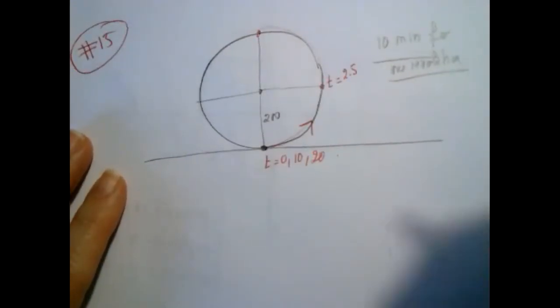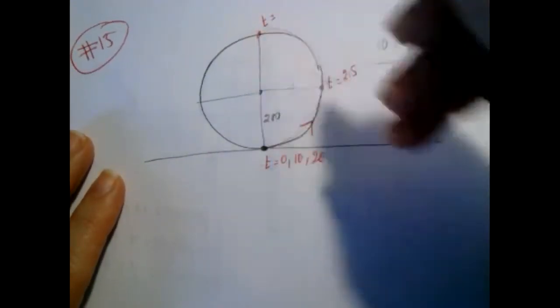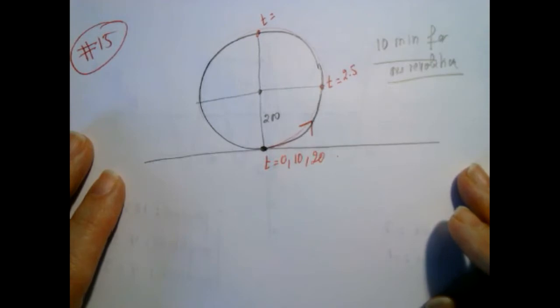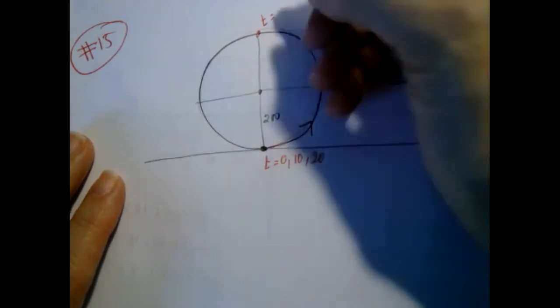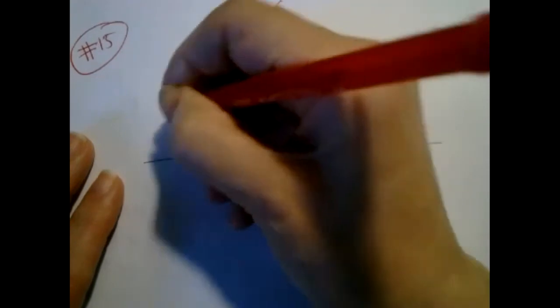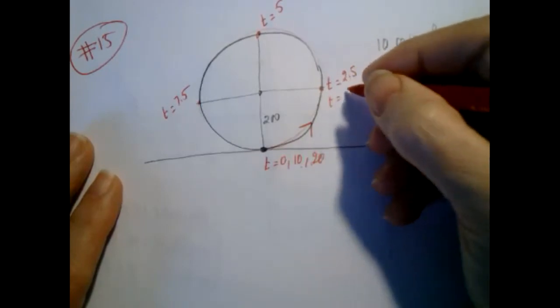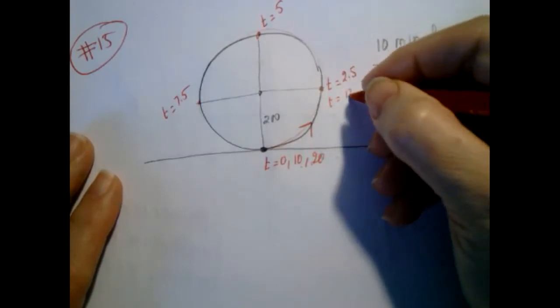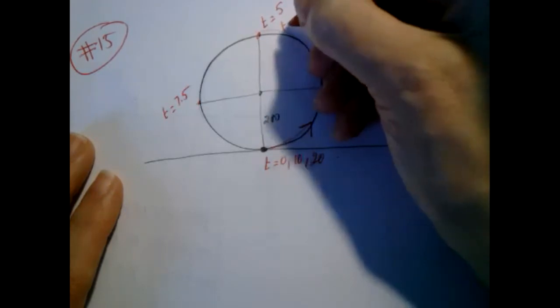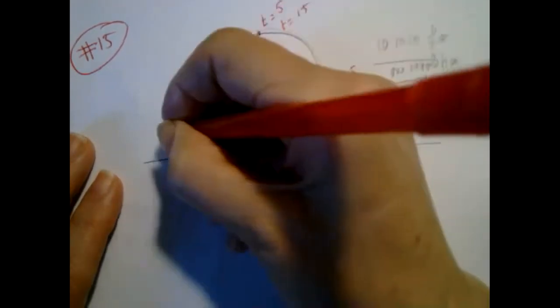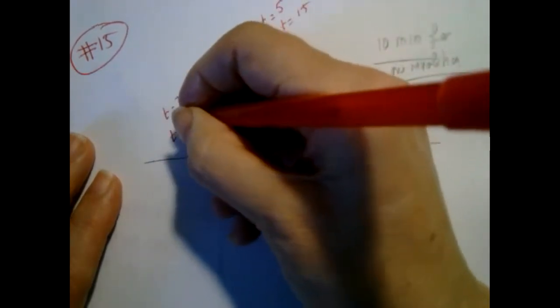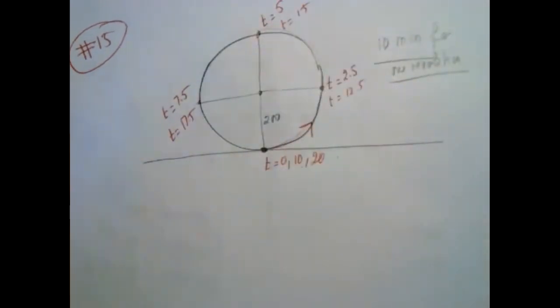So now, since I'm talking to you, Jacob, complete the picture. What's t equal to? Right there. It's 5 minutes. And now it's becoming easy. This is 7.5. Then 10, the second revolution. 12.5. 15. 17.5. And then t equal 20.